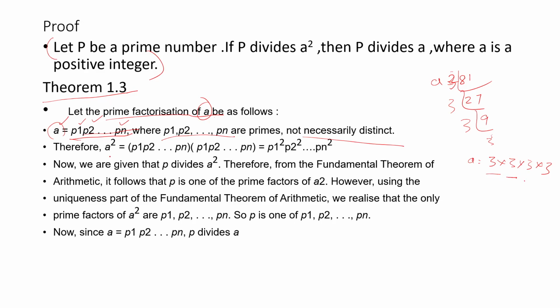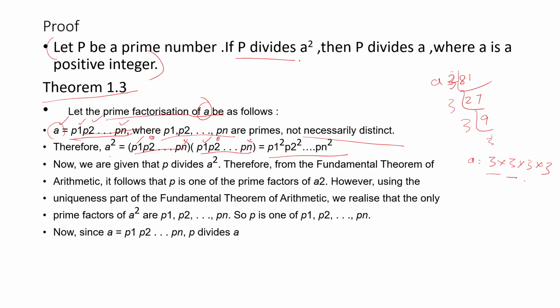Now we have to square this. Square this means you have to write it 2 times. Okay, so if you are writing 2 times, you can square this: P1 square and then P2 square and then etc. up to Pn square. So we will write this as A square. Up to this it is clear. So now what is the theorem?